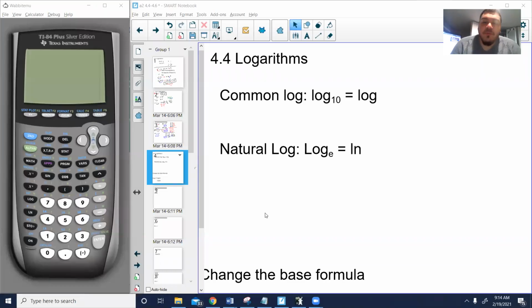We're going to continue 4.4 logarithms. Side note, last time I couldn't show up to class. I posted a video about log graphing.